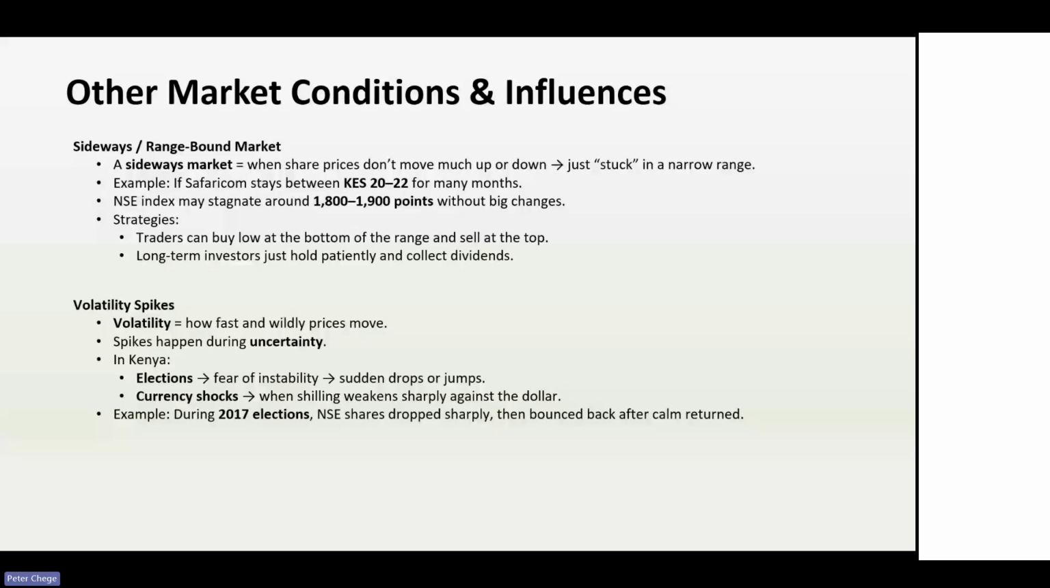We also have volatility spikes. Volatility is how fast or widely prices move. And this may happen during uncertainty. Like tomorrow or Monday, government wakes up with a very crazy announcement on policy that affects the market positively. Prices will move up. Then they don't implement the following day, prices shoot down. A good example is when you have elections. Due to that fear of instability, you see a sudden drop.